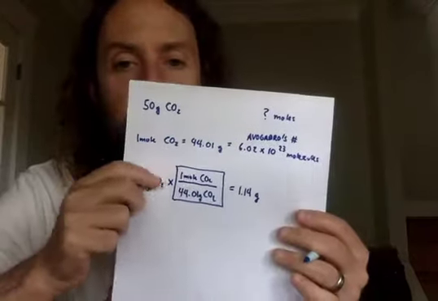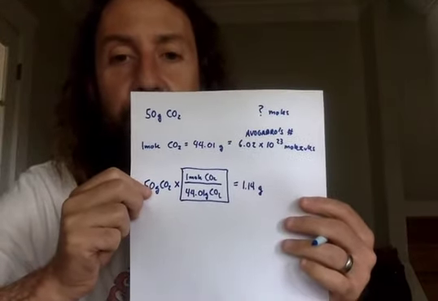So I got my calculator. 50 grams divided by 44.01, and it's just going to be 1.14 moles. Now, we'll talk about sig figs later, but I wasn't really good with sig figs there. But that's how you do that one.